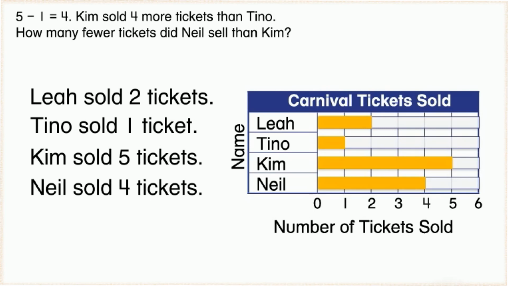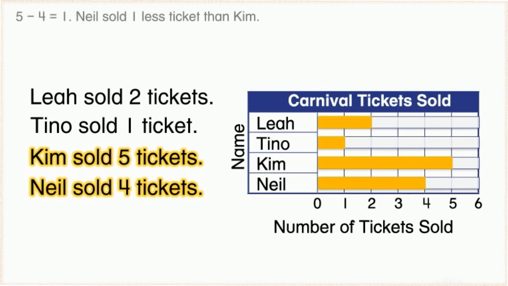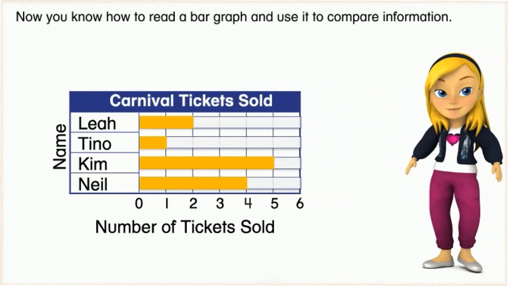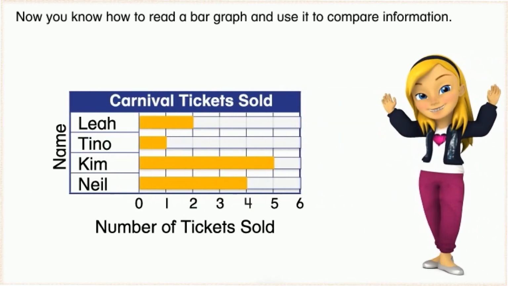How many fewer tickets did Neil sell than Kim? 5 minus 4 equals 1. Neil sold 1 less ticket than Kim. Now you know how to read a bar graph and use it to compare information.